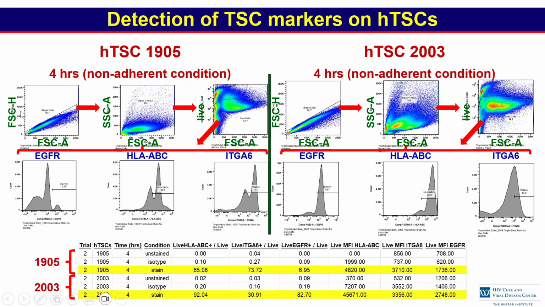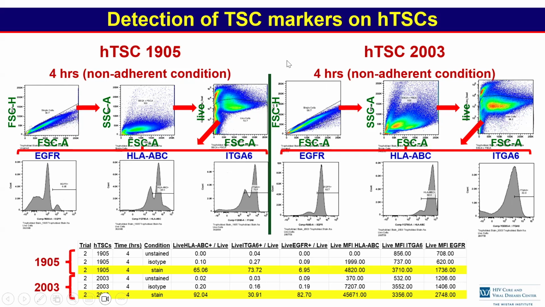So here we go. I'm showing the gating strategy. We have the single cells, and then we go to viable cells, where we use Aqua Live to segregate the live from the dead cells. So these are the live cells. When we gate on the live cells and look at the expression of EGFR, HLA-ABC, and ITGA6, we see that they do express these markers as expected. The same is true for the other cell line.